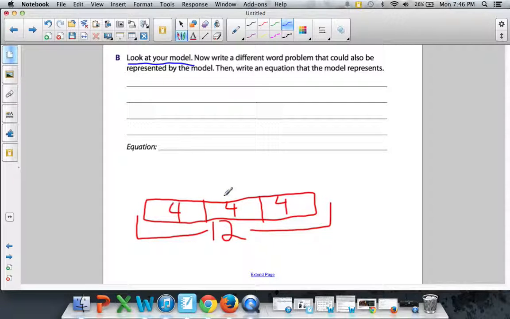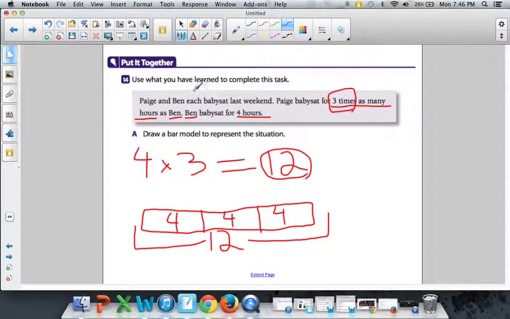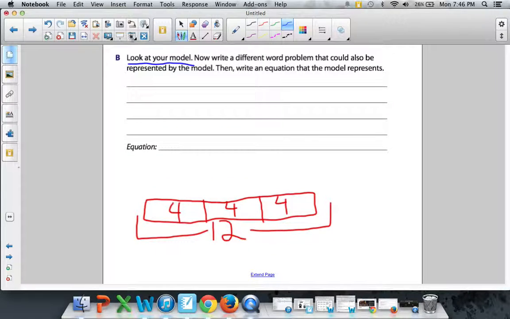All right, there it is. Now, write a different word problem that could also be represented by the model. You know what? We have to use the same numbers and stuff, but we don't have to use the same situation. It doesn't have to be about Paige and Ben and babysitting. Instead, let's just write about 2 other people. Do you mind if I use people from the story? I know you guys like the story a lot, so here we go.